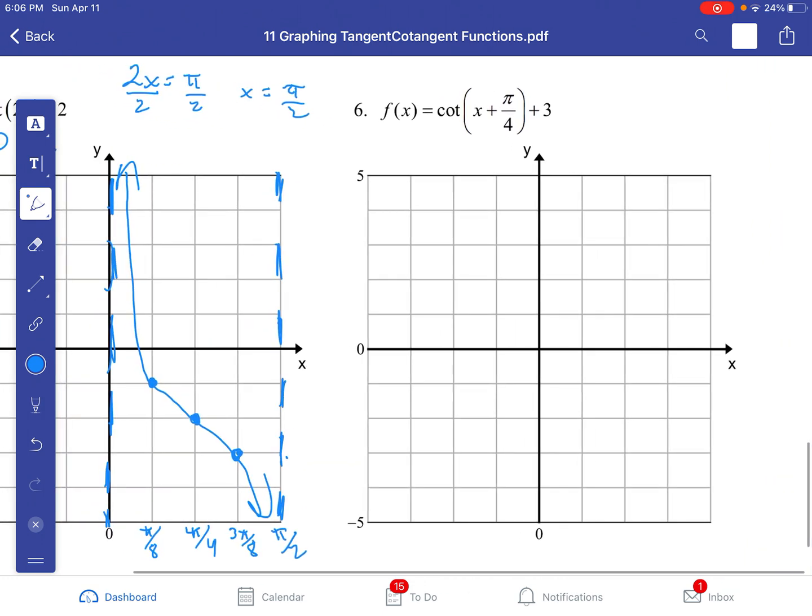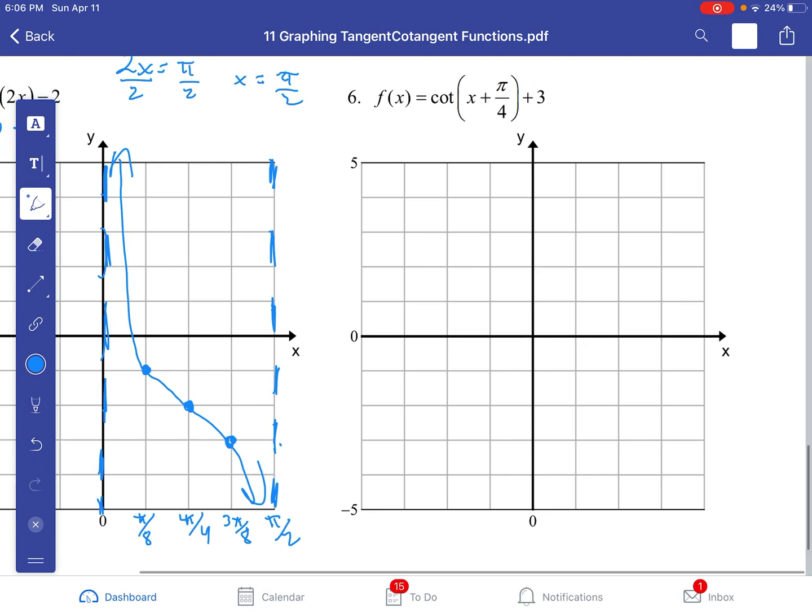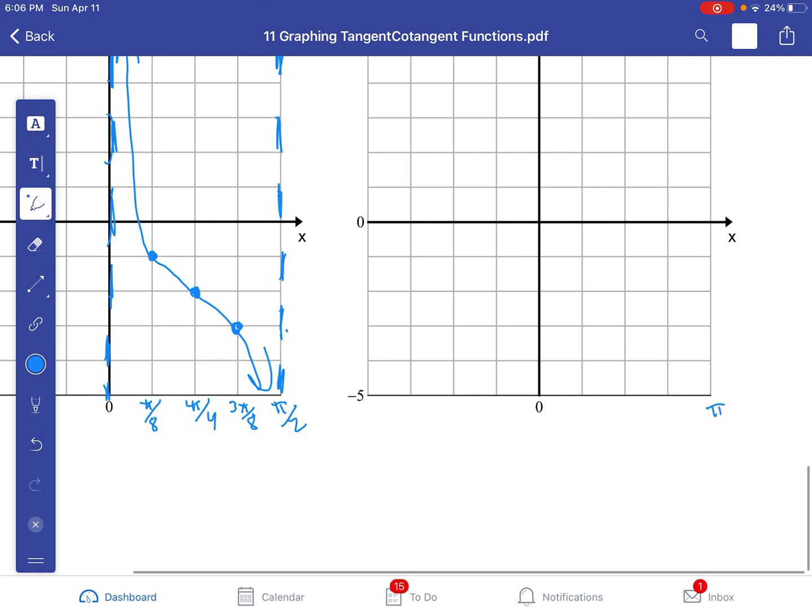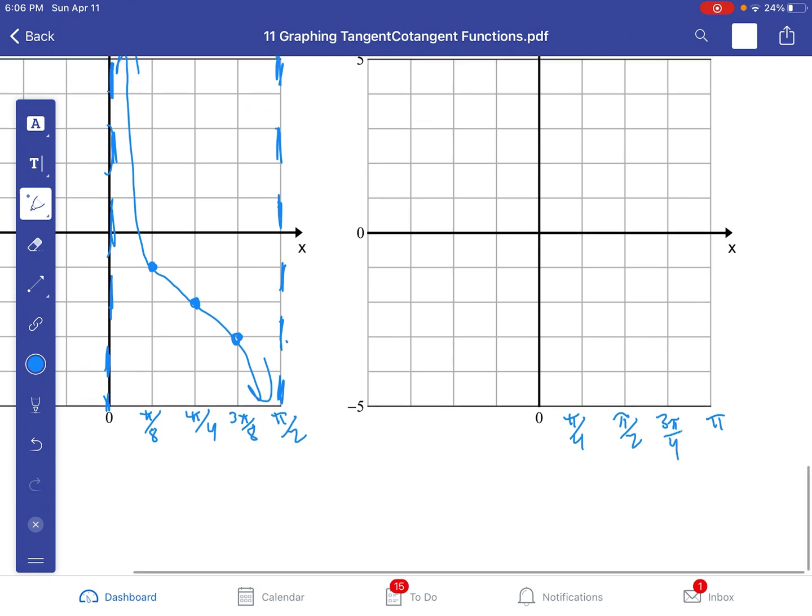Okay, lastly, number 6 here, our period. Nothing changes on the period because nothing is being multiplied or divided by the x value. So our period intervals are going to be at pi, pi over 2, pi over 4, and 3 pi over 4.